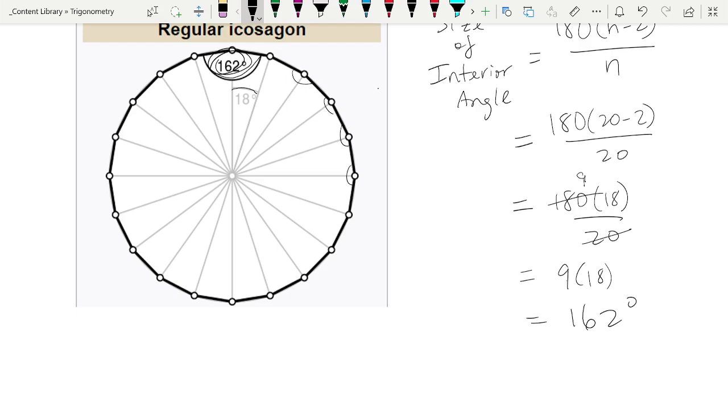Can anybody think of a different way I could have figured out how big these interior angles are? There is another way I could do it now. I have another tool in my toolbox. People are looking at me like, why would you try to find more than one way to solve a problem when you already know the answer? Well, that's kind of the fun part. That's the way math works.